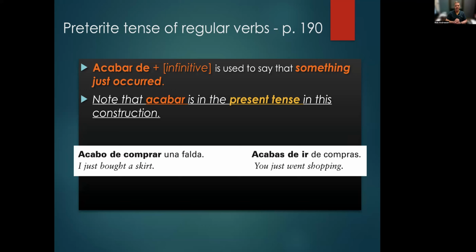Acabar is kind of a formal, fancy word, but it's a helpful word. Acabar de plus an infinitive. When you have two verbs together, we typically only conjugate the first one, and the second one stays in the infinitive, especially after a preposition. But acabar comes with de, and it means I had just completed the next verb. So acabo de comprar una falda. I had just bought a skirt. Acabas de ir de compras. You had just gone shopping, or you just went shopping. So those are also regular verbs and help with words in the past.